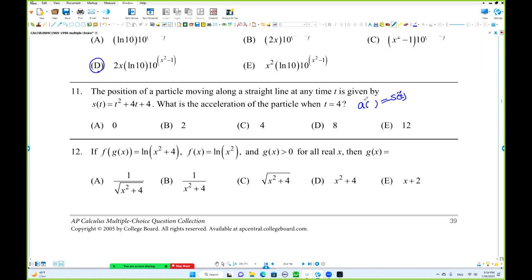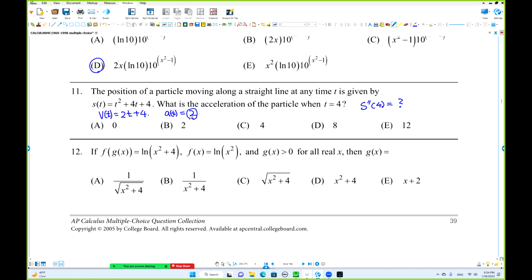So acceleration is the second derivative of position at t equals 4. We're going to find this value. The first derivative, v of t, is 2t plus 4. Are you okay with this? The second derivative is 2. For any value of t, it's always 2. Constant acceleration. A constant doesn't change.